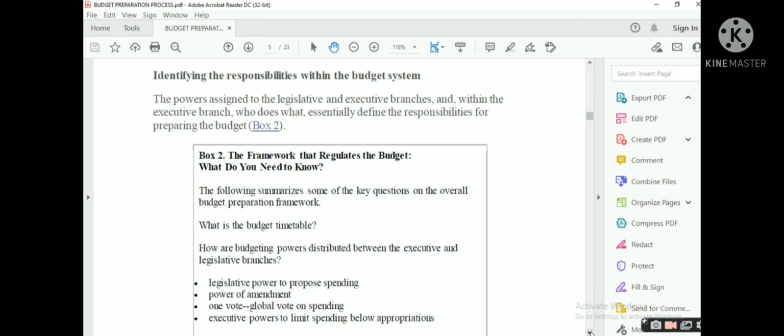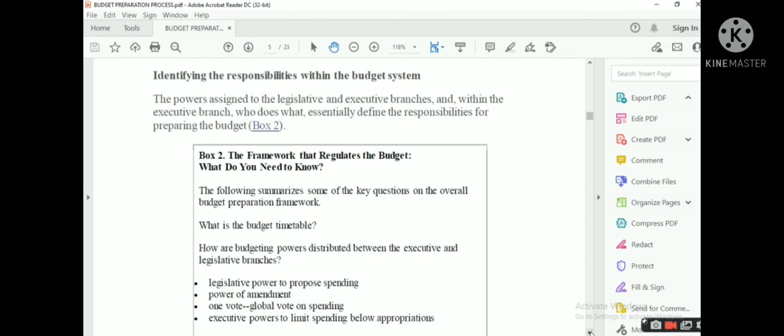By contrast, the annual budget in many transition economies has often been rather summary in format. Prior to any recent reforms, budget estimates were presented by budgetary institution, typically only the major supervisory institutions and not their subordinate units, and broken down only by broad functions, more or less the sectors used in the previous central planning framework. Identifying the responsibilities within the budget system, the powers assigned to the legislative and executive branches, and, within the executive branch, who does what, essentially define the responsibilities for preparing the budget.